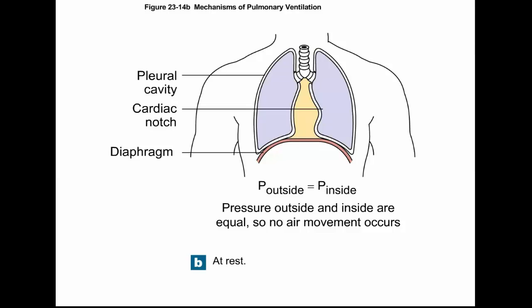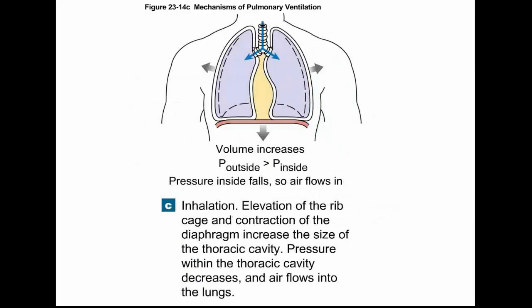You've got the left and right lung, the cardiac notch, and the red line, which is representing the diaphragm. And here, when we're talking about P, we're talking about pressure. Here there's no air movement because the external pressure is equal to the pressure inside. There's no need for air to move in or out of the lungs because it's the same pressure in the external environment as inside the lung. So no air movement occurs.